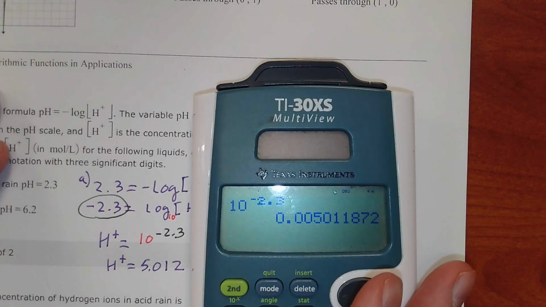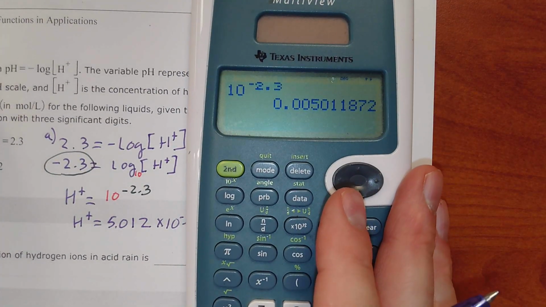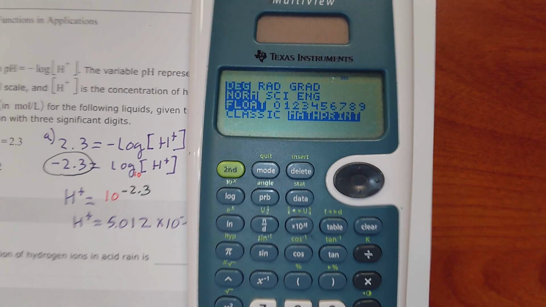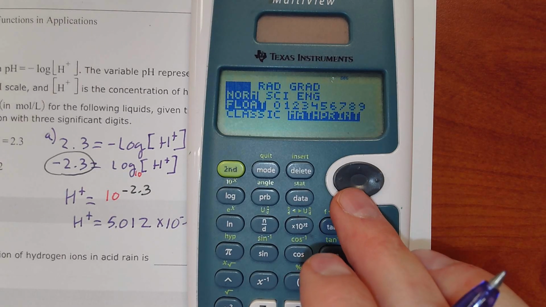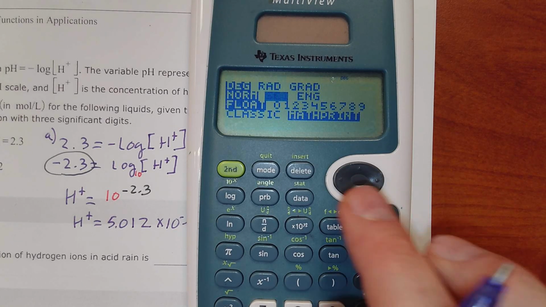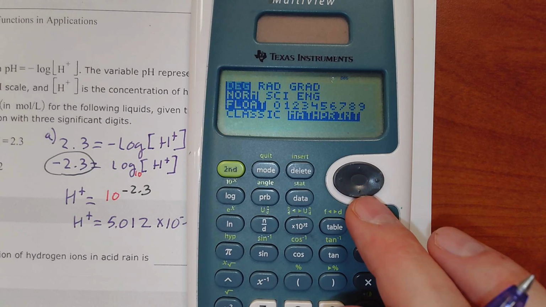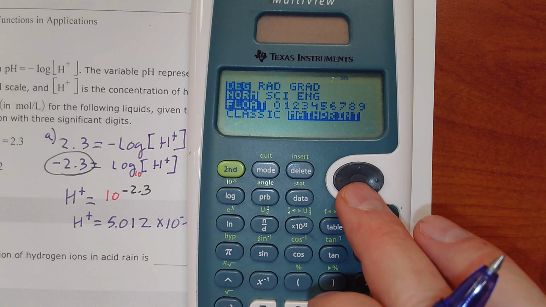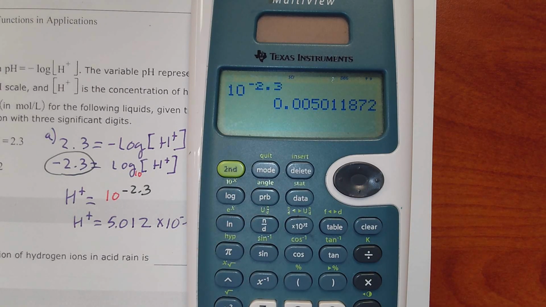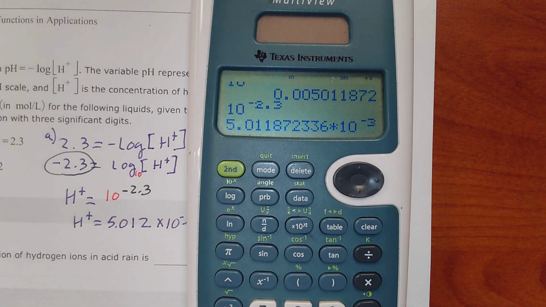Now, the other way is on this calculator, if you hit your mode key, notice the second line has NORM for normal. The second one has SCI. That's for scientific notation. So when you hit the mode key, you're here. Hit your down arrow and then your right arrow until it's flashing over SCI and hit enter. Do second quit and then hit enter again. And there it's going to write it in scientific notation for you.